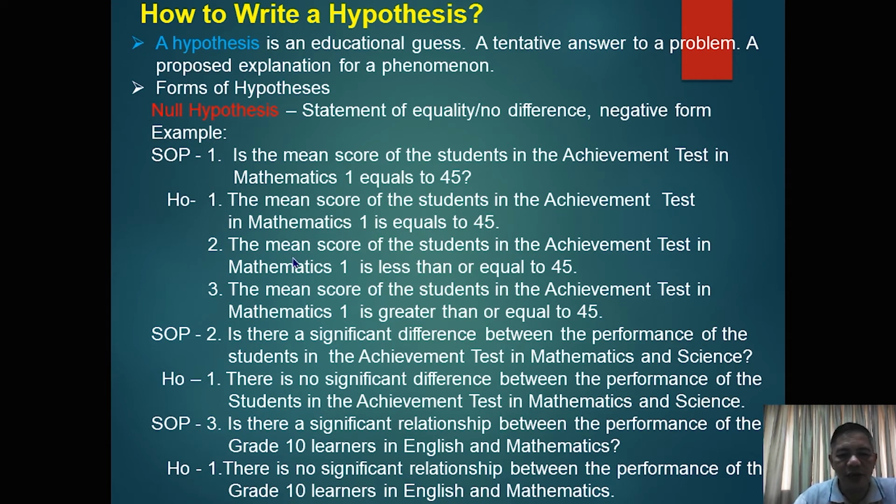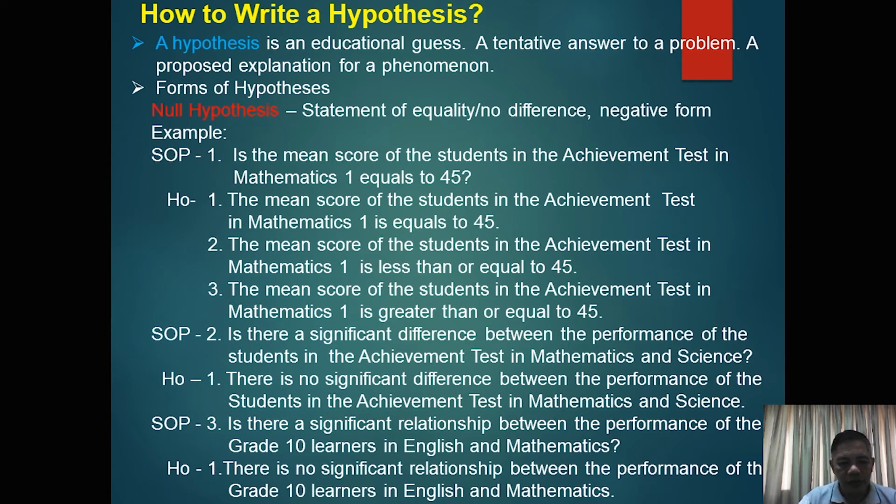The second example is the same, but there is an addition of less than or equal. And in the third example, there is an addition of greater than or. Okay, that's how simple the formulation of the null hypothesis is from example number 1 or SOP number 1.